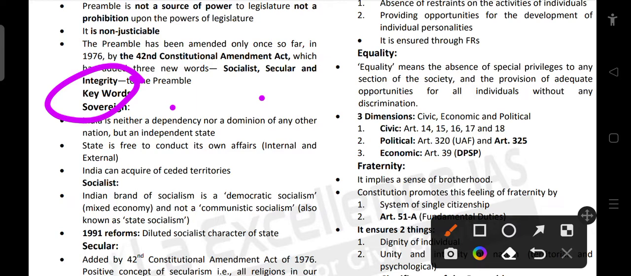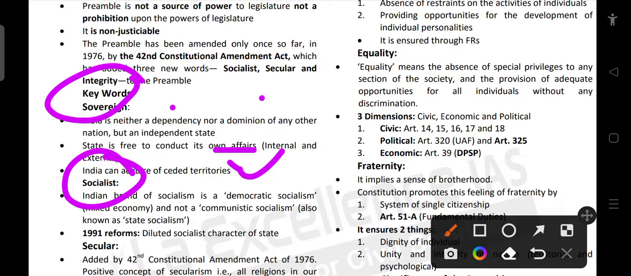The state is free to conduct its own affairs, meaning internal and external affairs. It can take care of internal conflict or border issues. If there is some external issue with another country, everything can be handled by the state itself. India can acquire ceded territory also. Ceded is the territory which we took from our country and have given to another nation. We can acquire it.